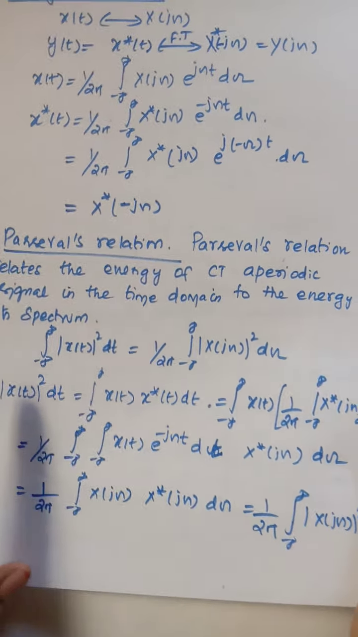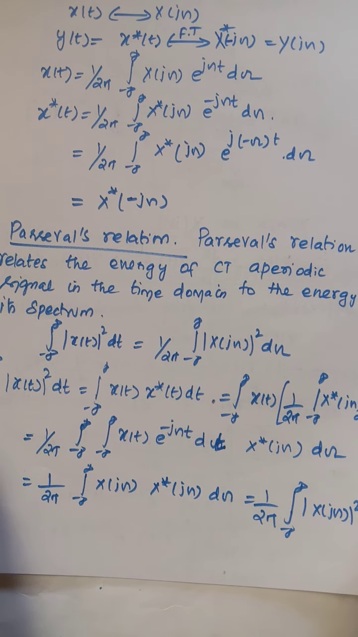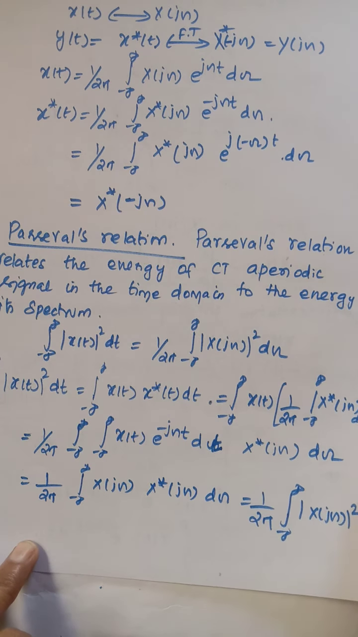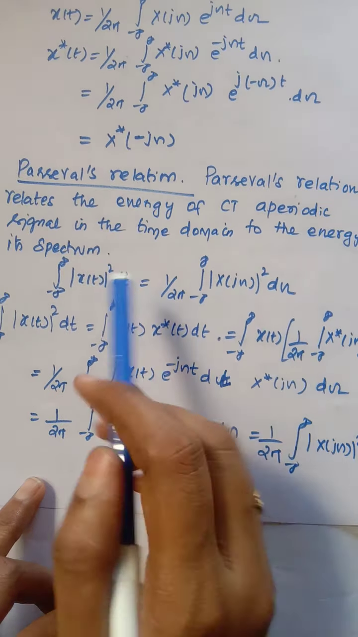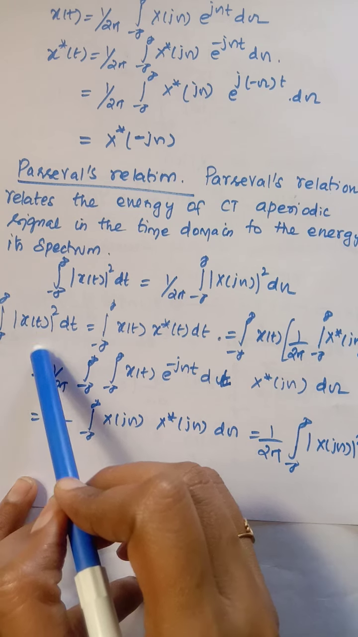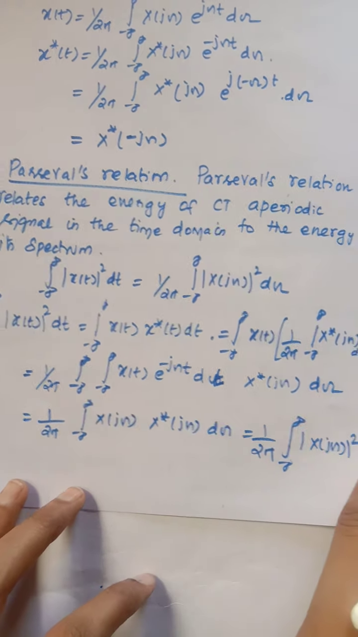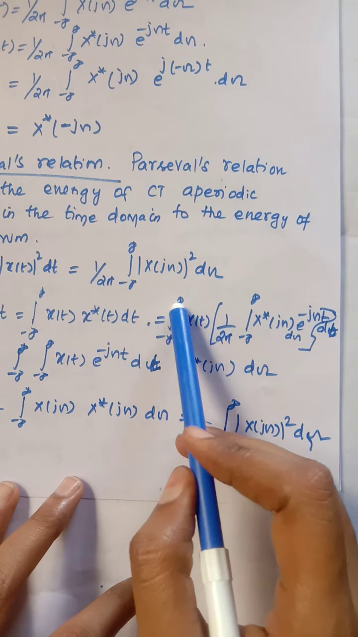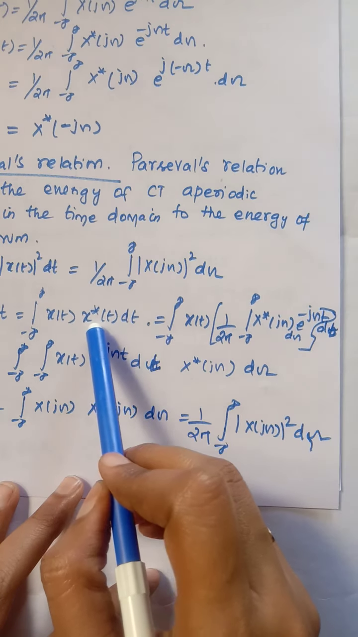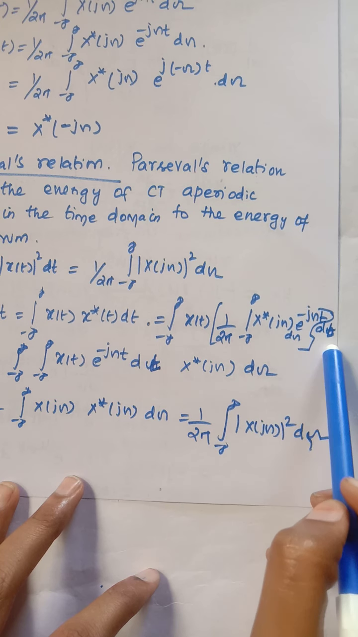Next one is Parseval's relation. Parseval's relation relates the energy of a continuous time aperiodic signal in time domain to the energy of its spectrum. This is the formula, and we need to prove it. I am taking integral minus infinity to infinity mod x of t the whole square dt. This can be written as x of t times x conjugate of t. For x conjugate of t I have applied the x of t formula and taken the conjugate, so here this is d ohm and this is dt.